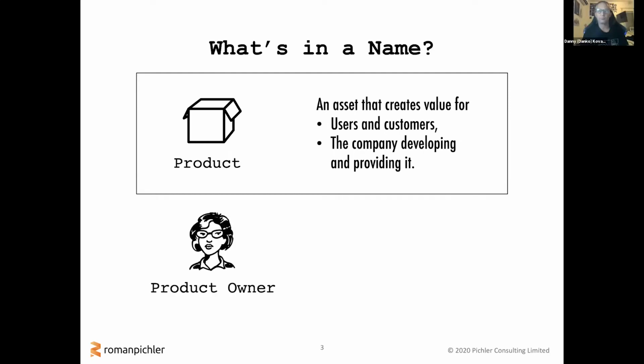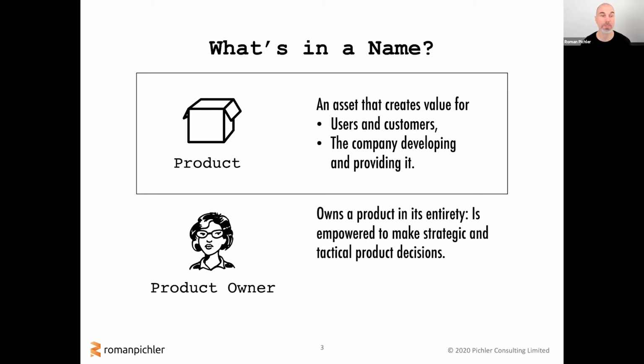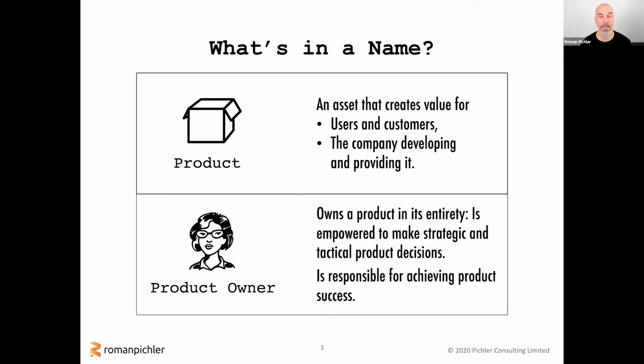And then a product owner for me is somebody who owns a product in its entirety. So not only on a tactical level, but really has what I refer to as full stack ownership, and is responsible, or accountable, as the new Scrum Guide puts it, for achieving product success or maximizing the value that the product creates.